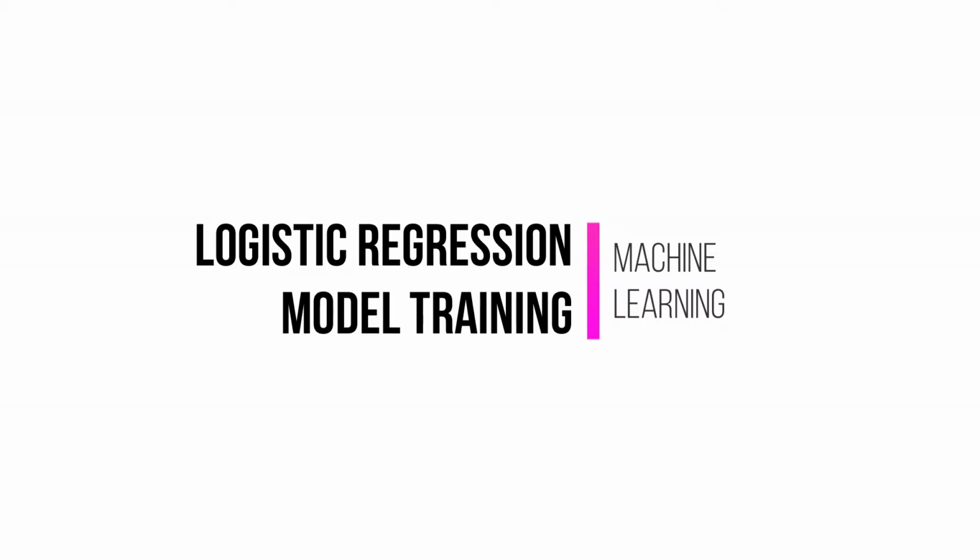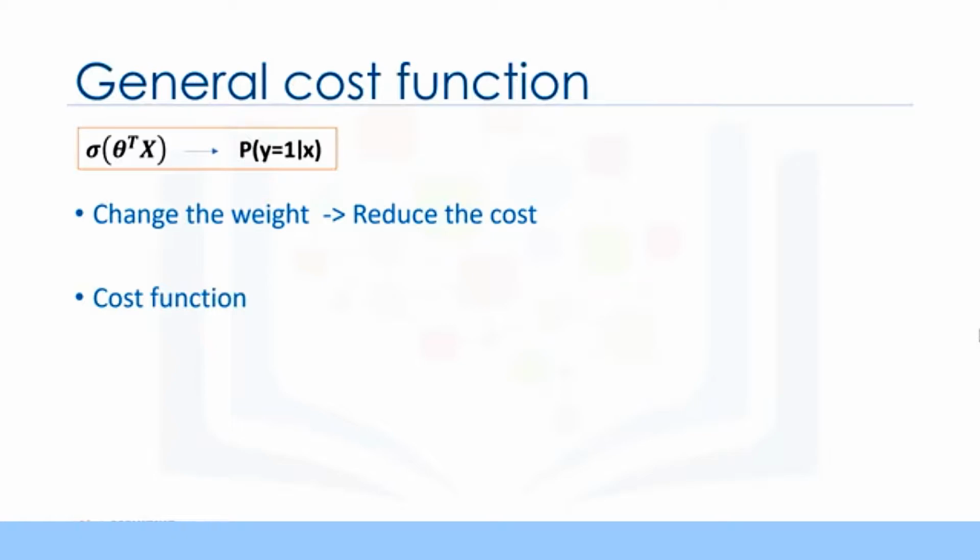So let's start. The main objective of training in logistic regression is to change the parameters of the model so as to be the best estimation of the labels of the samples in the dataset. For example, the customer churn. How do we do that?